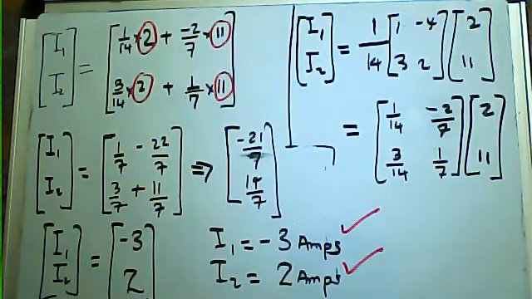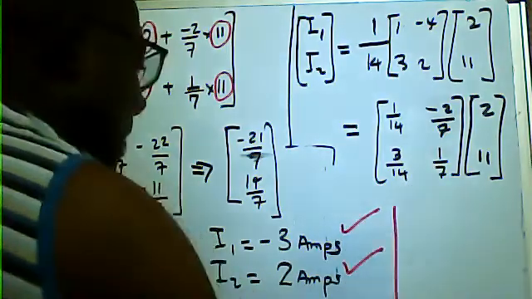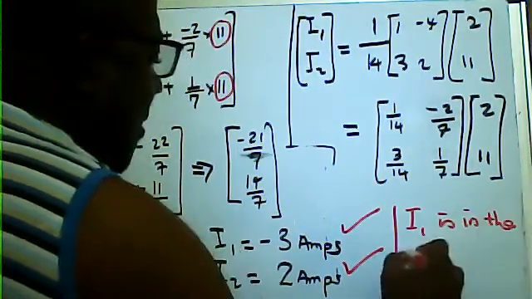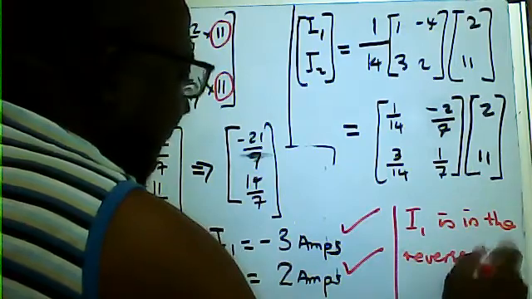And the question said to comment on the answers. So we have I1 -3 amps, I2 is 2 amps. What comment did you give? Current is a vector quantity. So if you get current as negative, it means it was going in the reverse direction. So the comment is I1 is in the reverse direction.